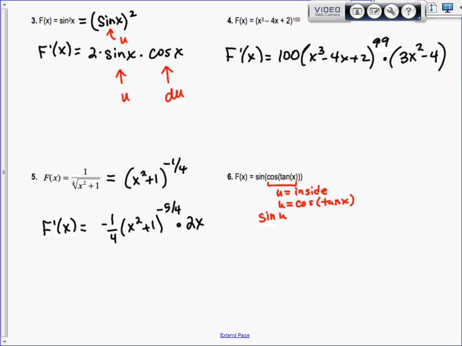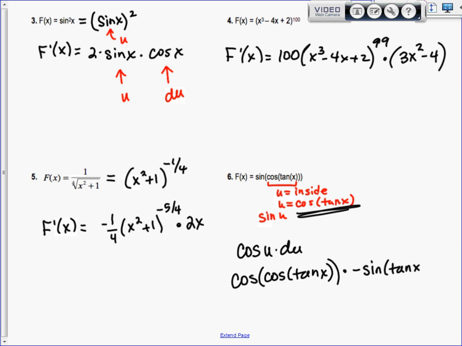So what's the derivative of sine of u? Cosine of u. And then I'm going to need my du, right? So I'm going to have cosine of, my u was cosine tangent x. And then what's du? Yeah, the du is the derivative of that. So du is going to be negative sine of the inner u times the derivative of the inside, secant squared x. It was 2 chains.